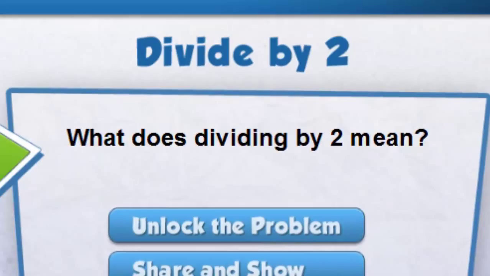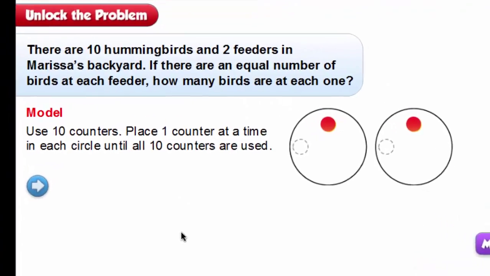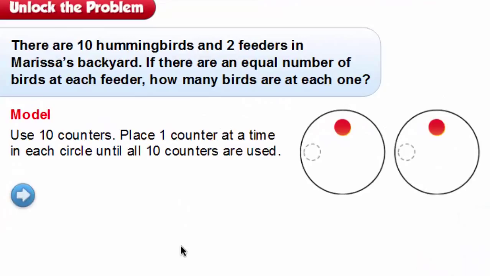The essential question for today is, what does dividing by 2 mean? Let's unlock the problem. There are 10 hummingbirds and 2 feeders in Marissa's backyard. If there are an equal number of birds at each feeder, how many birds are at each one?